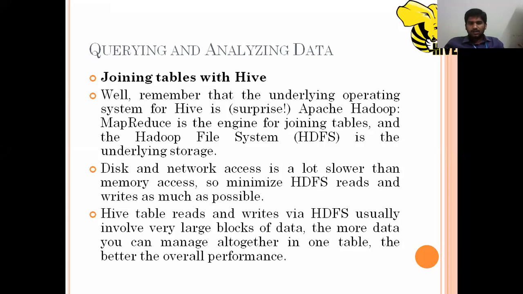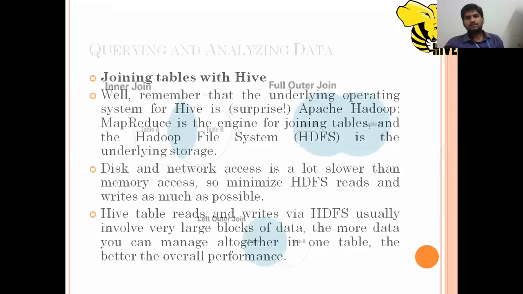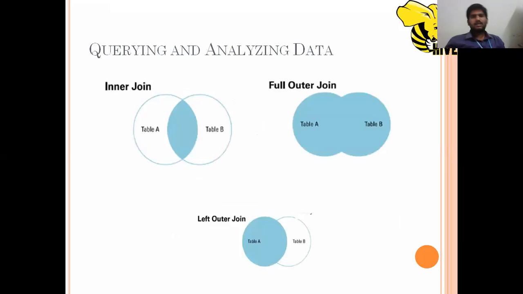Usually it involves a very large block of data. So we already know that here we are dealing with a large set of data. The more data you can manage together in a table, the better the overall performance. So this is the inner join, fully outer join, and left outer join.